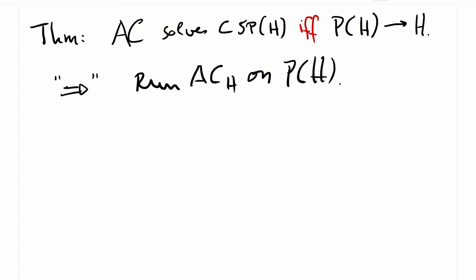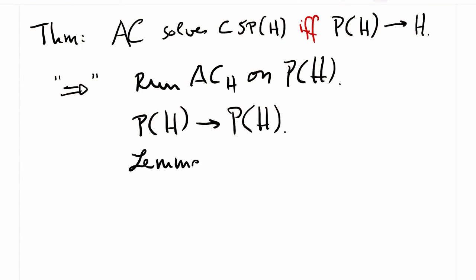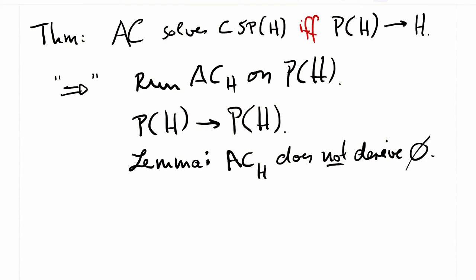Okay, what will be the outcome? We certainly know P of H homomorphically maps to P of H. So the lemma gives us that the arc consistency procedure does not derive the empty list. Hence, the assumption that AC solves CSP implies that P of H homomorphically maps to H. Since the arc consistency procedure is correct, it did not derive the empty list. So, P of H homomorphically maps to H.